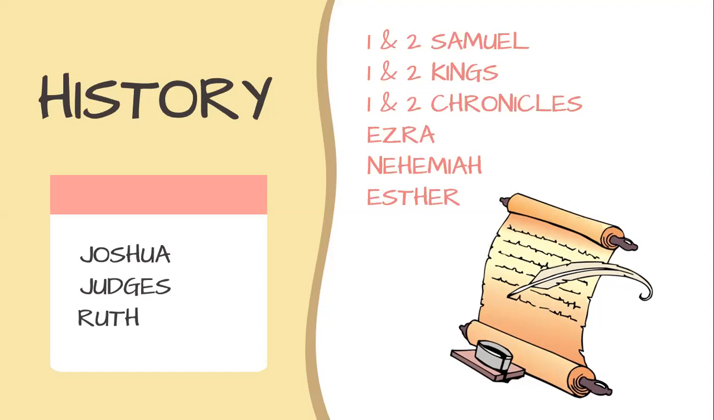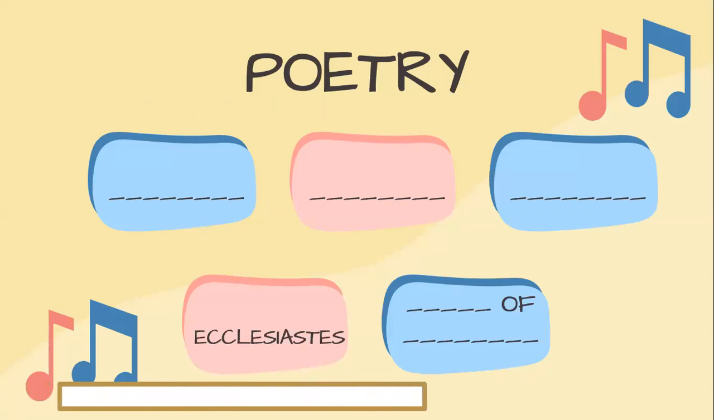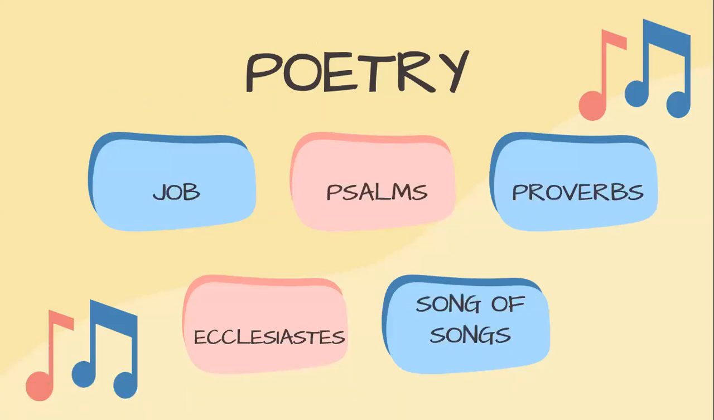Now, after history, do you guys remember what type of book comes next? If you guessed poetry, you guys are correct. So let's see if we can remember these books. And for poetry, we have Job, Psalms, Proverbs, Ecclesiastes, and Song of Songs.